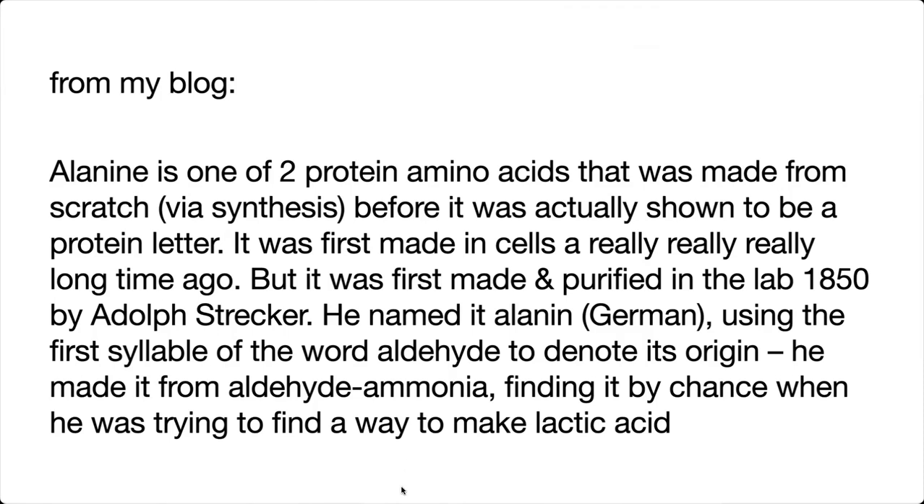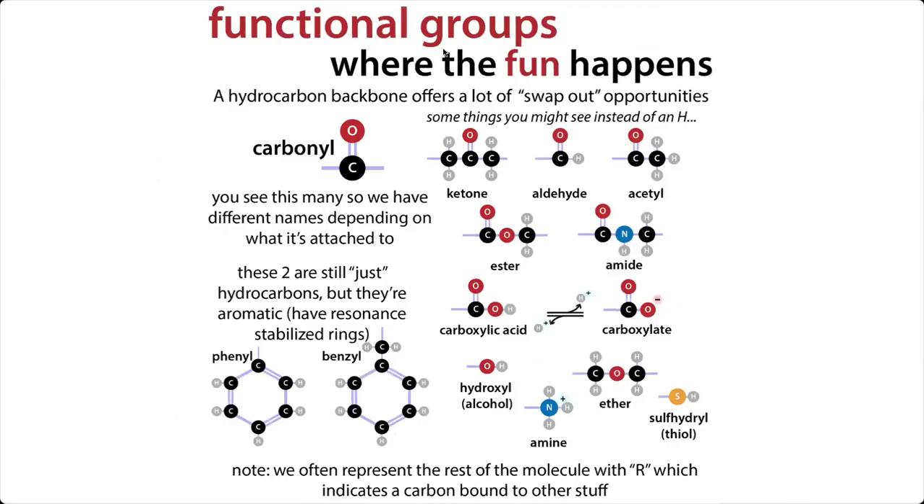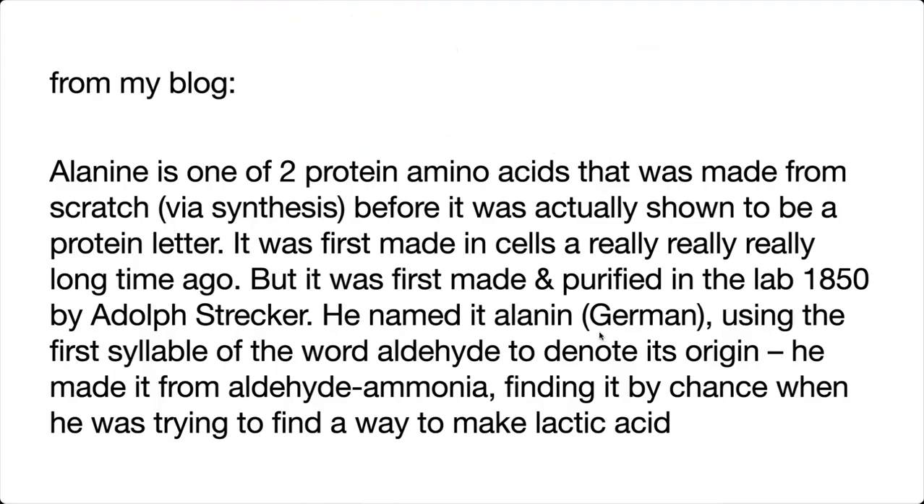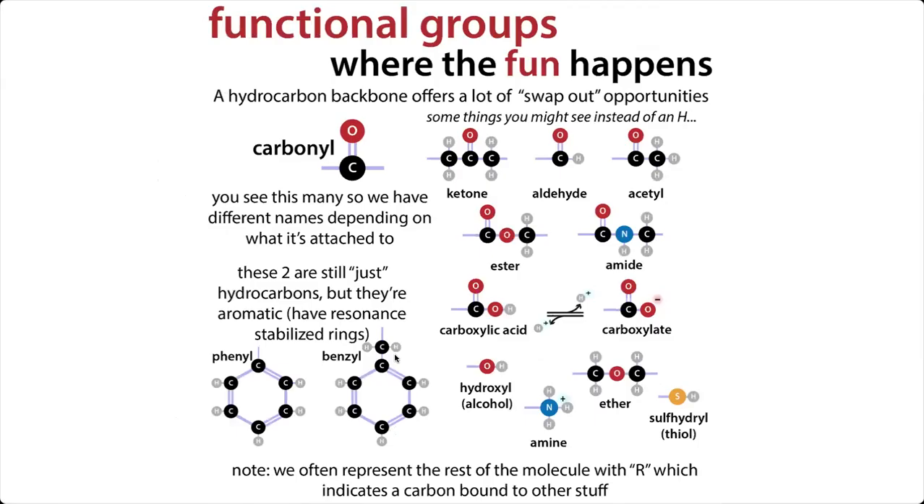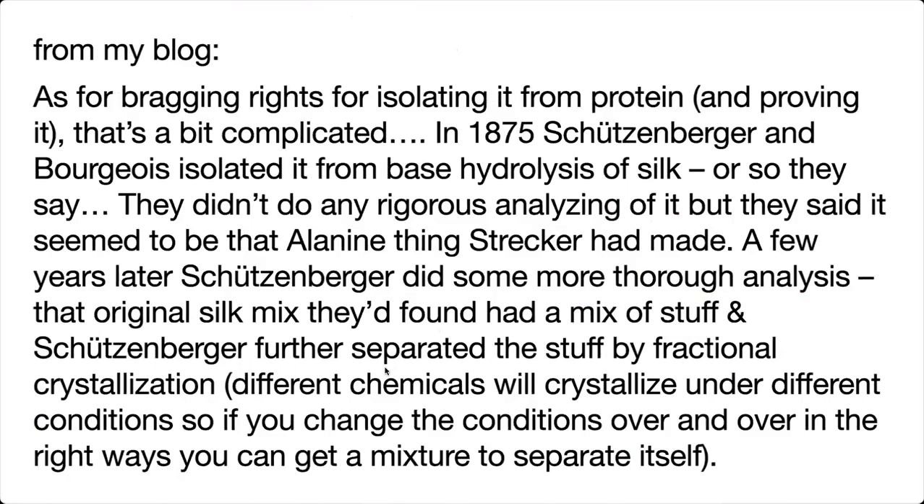This guy, Adolf Strecker, he made it and he named it alanine, with the German using the first syllable of the word aldehyde to denote its origin. So he made it from aldehyde ammonia, and he was trying to make lactic acid, but he accidentally made alanine, and so thankfully he did. And as to aldehyde ammonia, remember an aldehyde is just a carbonyl with a hydrogen on the side. And so he was making it from aldehyde ammonia, and he made this alanine. Voila. The accidents that give us such cool stuff.